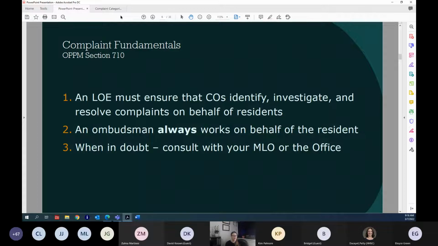Last one here, hopefully you guys are all utilizing this one. When in doubt, when you have questions, please consult with your managing local ombudsman or your supervising staff ombudsman or us here at the office. We are here to assist you, and our goal is certainly to help you through all situations, big or small. And we hope that you'll never be shy about reaching out to us when we can be helpful to you.